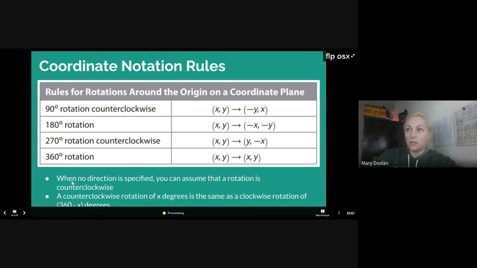this rotation. If there's no direction specified, like for 360 degrees rotation, there's nothing specified, or like say it said 15 degrees rotation or 90 degrees rotation, you would assume it's implied that the rotation is counterclockwise. That's the typical way of thinking about it. And that should make sense.